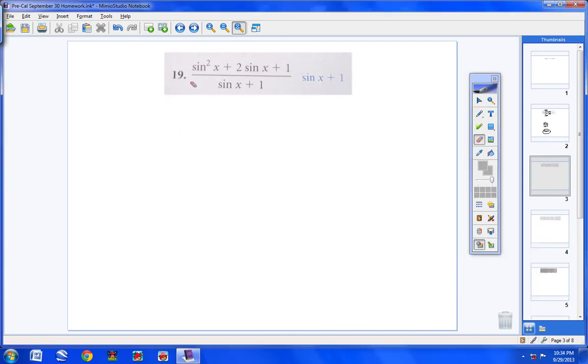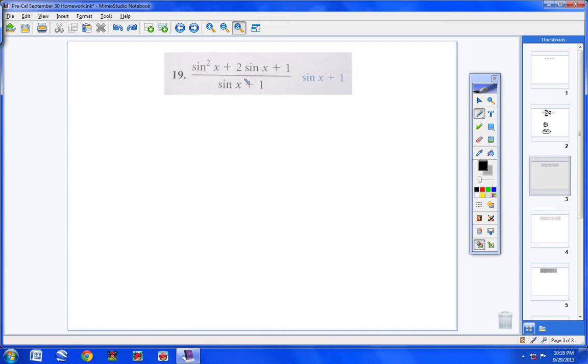Now on this problem here, I'd like to point out to you, you do not have one term in the numerator, and you do not have one term in the denominator. You have three terms in the numerator, 1, 2, 3, and you have two terms in the denominator, 1, 2. So in a situation like this, if you started crossing off sines like that, that would be totally mathematically incorrect. You cannot do that. Now we can maybe factor the top, and that's what we're going to try to do.